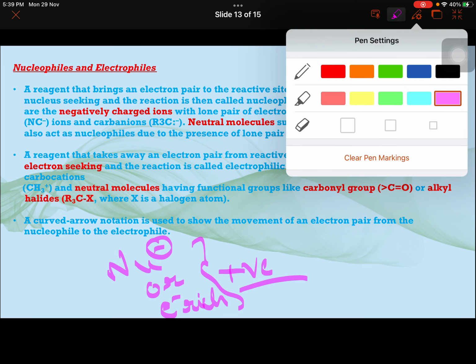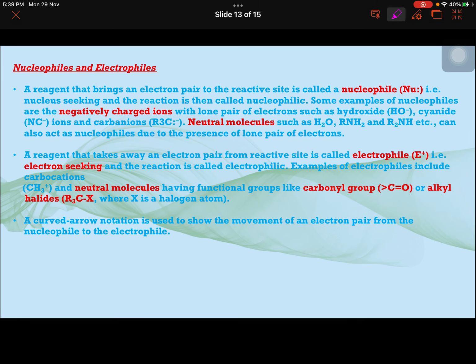So by definition, a reagent that brings an electron pair to the reactive site, you can see this Nu with 2 electrons, that is nucleus seeking. That is called a nucleophile. Examples are like cyanide, CN with a negative charge, anything with a negative charge is clearly a nucleophile. But there are examples like water. It's neutral, but there are 2 lone pairs on oxygen. Ammonia, 1 lone pair on nitrogen. So they are also nucleophiles because of the presence of lone pairs on them.